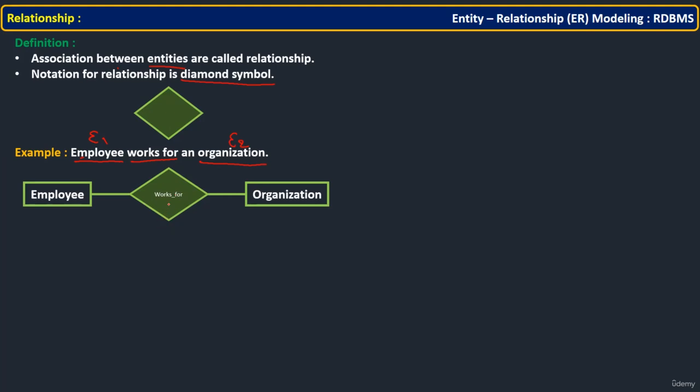So in this way, first of all, we are going to define the relationship between two entities or more than two entities. Okay, that we will see. More than two, we will see in the discussion further.